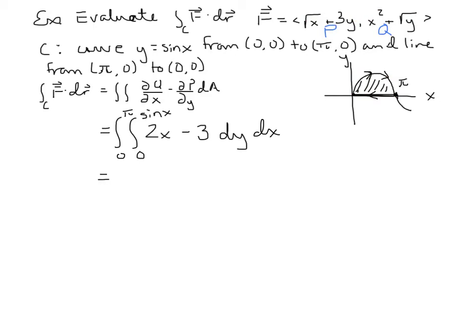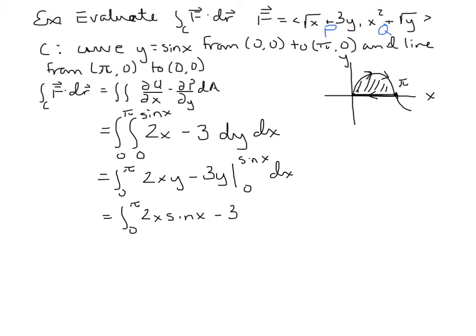Now we're ready to integrate. So integrate with respect to y. I'm going to leave this guy in there, that's 0 to pi. So integrating with respect to y, that would be 2xy minus 3y, and I'm going to evaluate that from 0 to sine of x. So I get, if I plug in sine of x, I've got 2x sine of x minus 3 sine of x. And then when I plug in 0, those just go to 0.